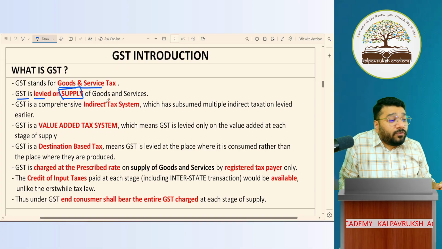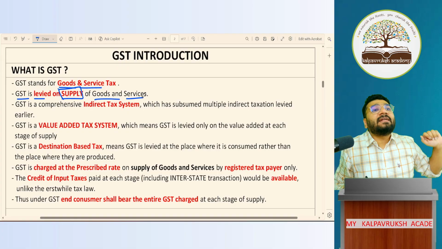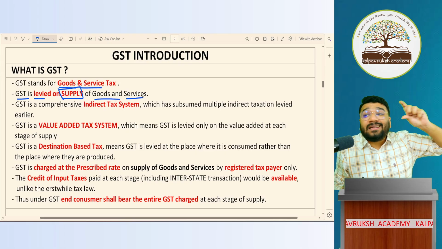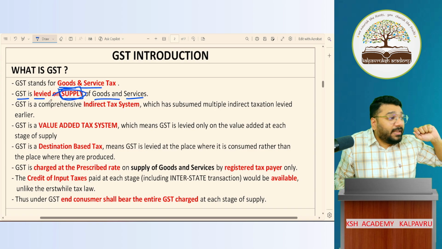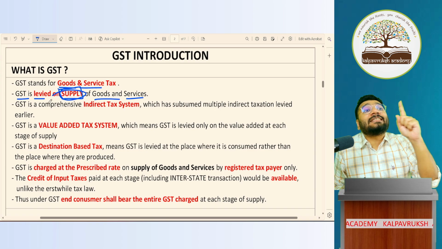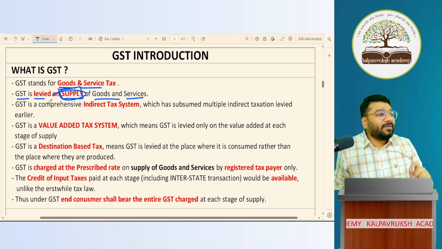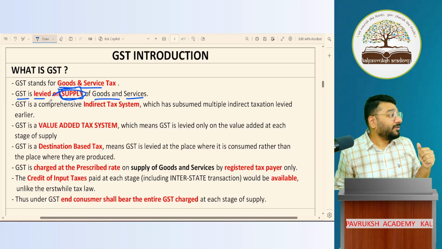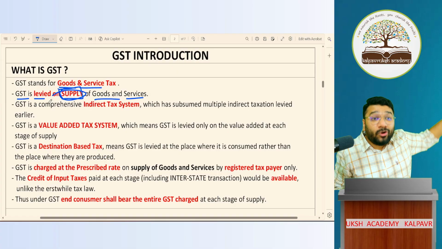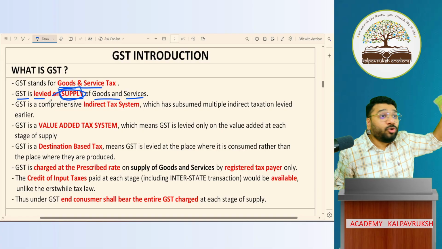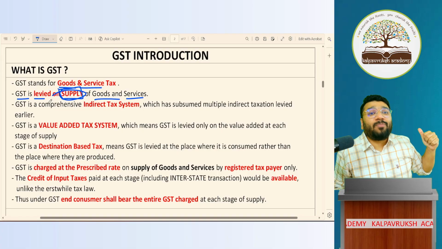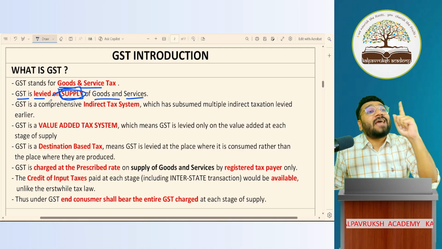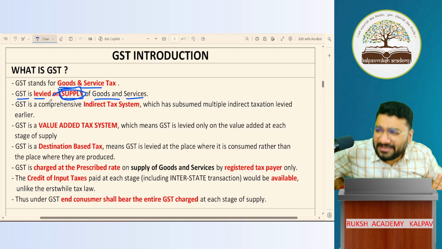GST is levied on supply of goods and service. When you come to CA Intermediate, Paper 3 GST, to understand the term supply, we have one entire chapter. If you don't understand the meaning of the word supply, you can't do the GST subject properly. Just to make you understand one term, supply, one chapter is there in CA Intermediate.